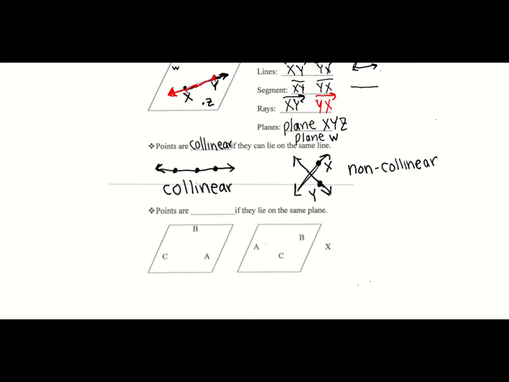Okay, so then we have a similar definition with coplanar. So points are called coplanar if they lie on the same plane. So here we have points A, B, and C. And in this example, they are all within one plane, so these are called coplanar.